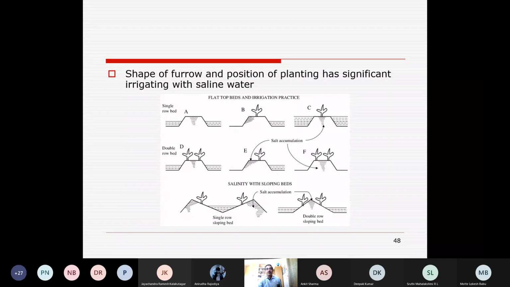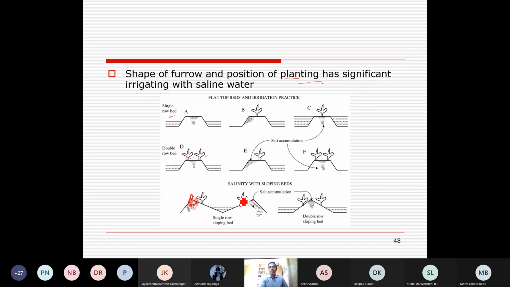The shape of the furrow and the position of the planting, just like here: single bed furrow, double bed, meaning we have multiple trees or multiple plants. If it is saline water, we do not plant on the top, because salt accumulates at the top as water evaporates. So salt is accumulated at the top of the ridge, and plants are planted a little bit down from the top of the ridge.